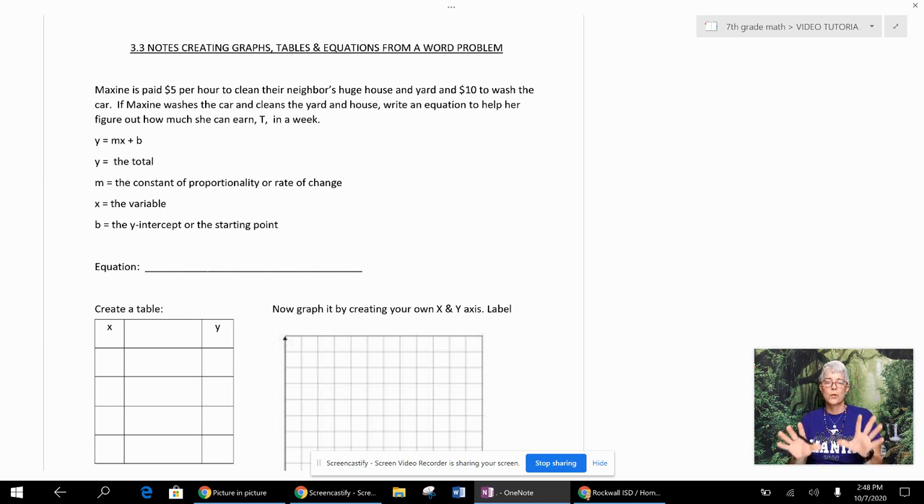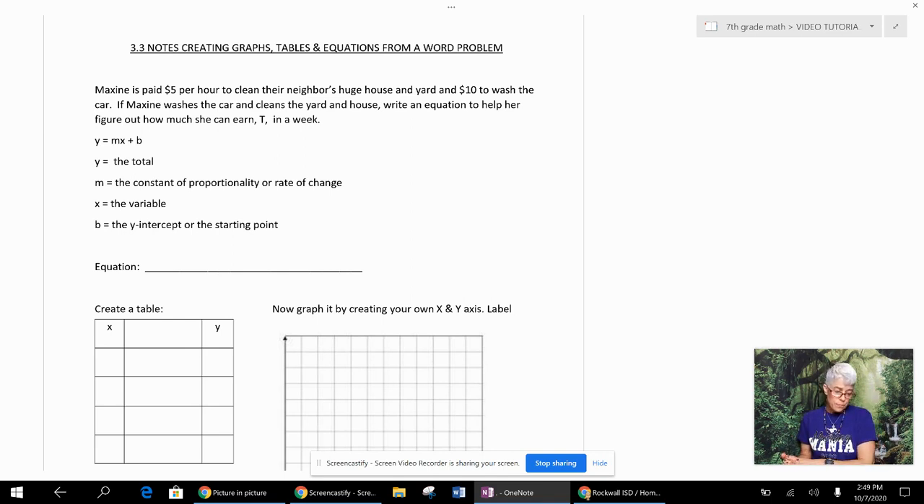So again, let's try again. I'm going to create an equation from a word problem, and then you're going to see how I can create a table and a graph from that. I'm going to discuss the parts a little bit more also, so maybe you will have a better understanding of what y equals mx plus b really represents.